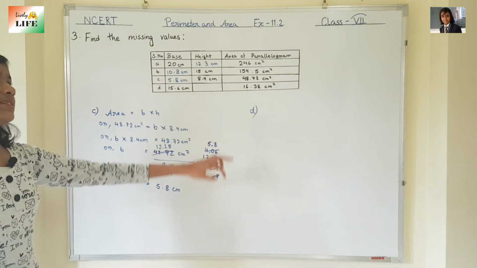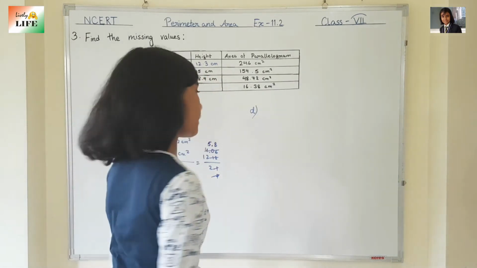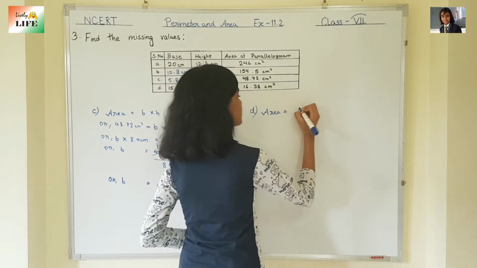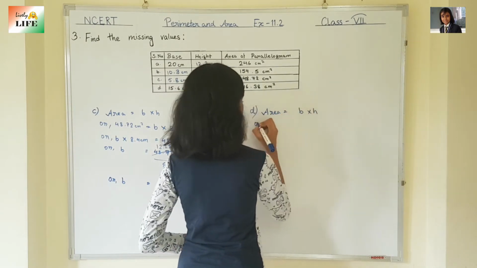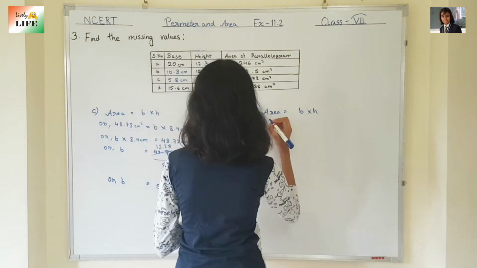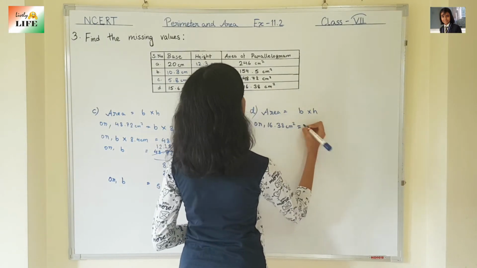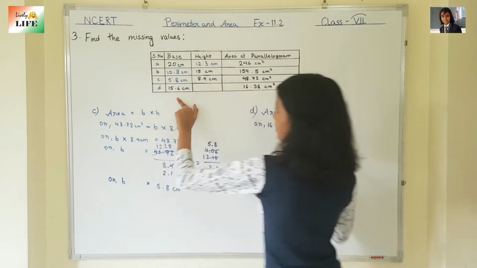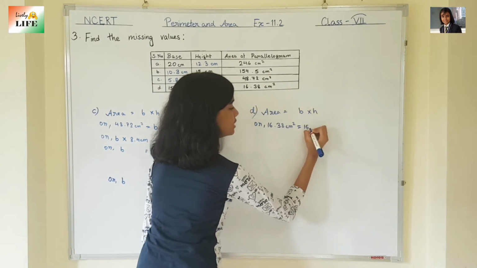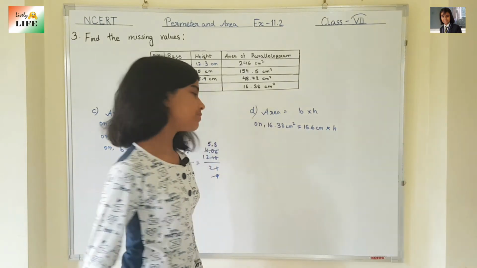Number D is height is missing. Same as the first one. Height is missing, base is given, and area of parallelogram is given. So area is equal to base into height, or area is what? 16.38 centimeter square. 16.38 centimeter square is equal to base is given. Yes, base is given. It is 15.6 centimeter, multiplied by height, which is not given.